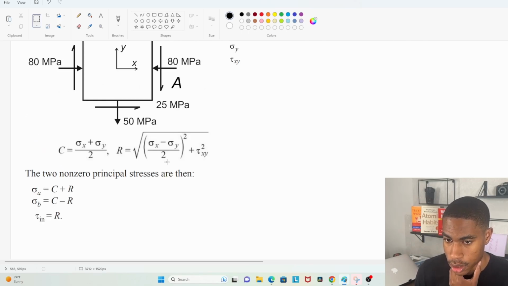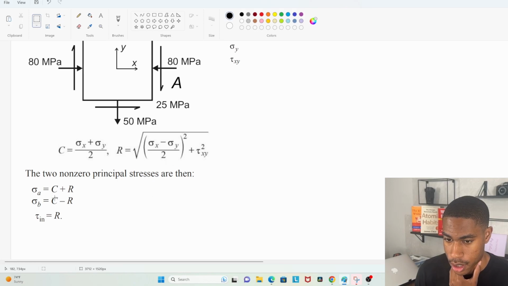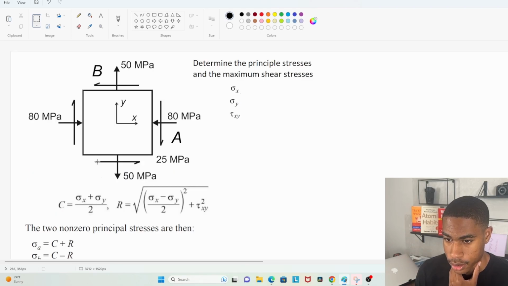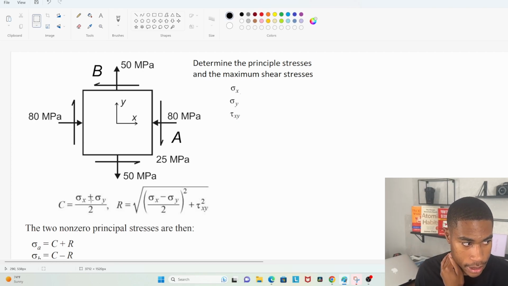Okay, so let's get our first principal stress, and that's going to be C plus R, right? But I don't know what C is, and I don't know what R is. So to get C and R, I have to use these formulas here, right? So I'm going to need my normal stress X, normal stress Y, and I'm going to need to divide that by 2. Well, what's my normal stress X?